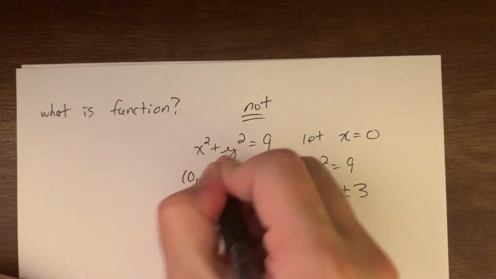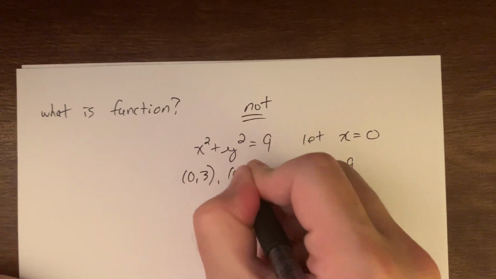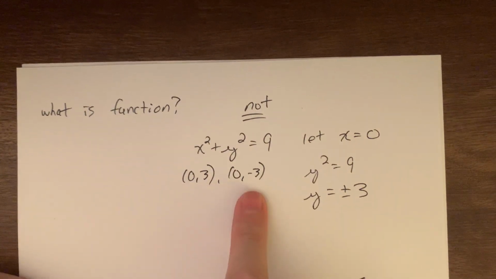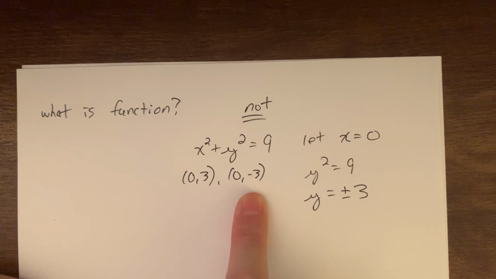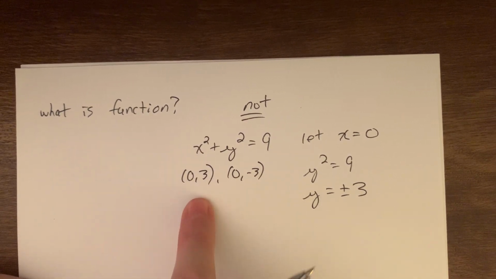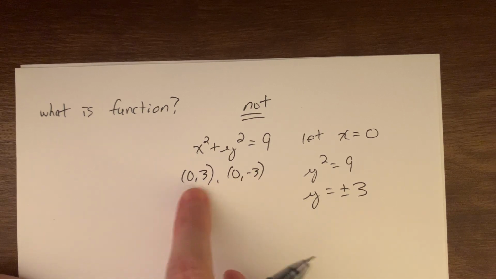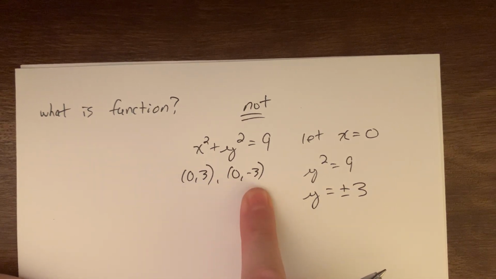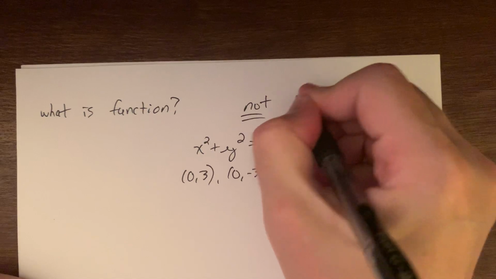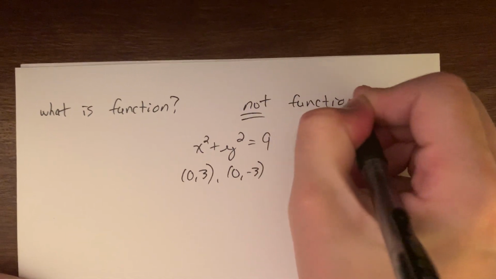So that tells me that both (0, 3) and (0, negative 3), as xy pairs, both of these xy pairs would be on this graph, and once again, that's the same x going with two different y values. So that's why this is not a function.